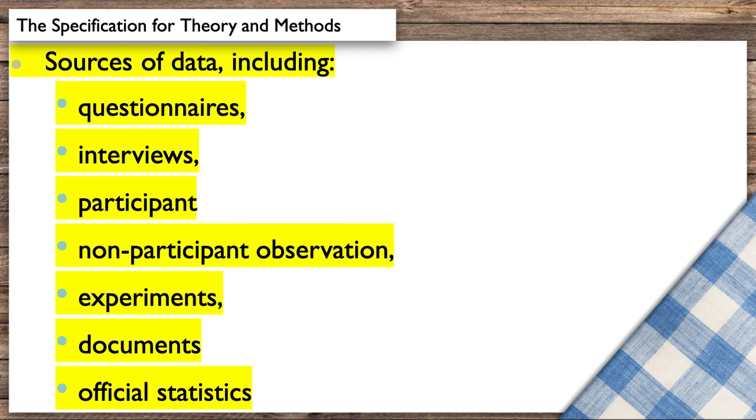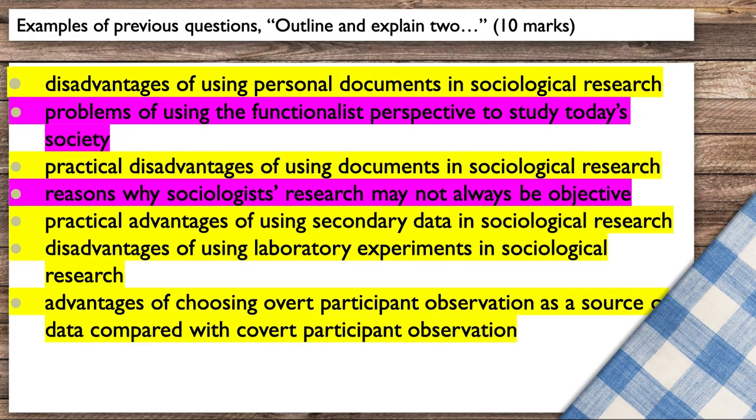You could be asked about research methods, and as stated with question 5, remember that you can also be asked about the variations of each of these methods. These are some examples of the types of questions that have previously appeared, either as question 6 on paper 1 or as question 5 on paper 3. The command will always be outline and explain 2, and they're all worth 10 marks.